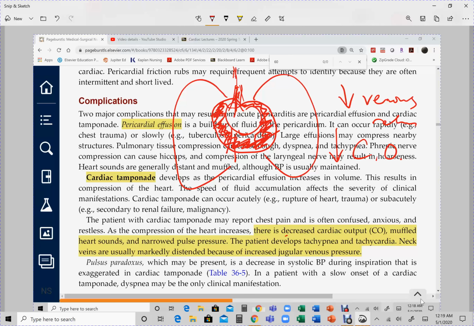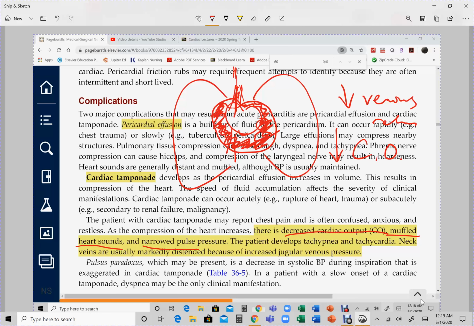So we said there's decreased cardiac output. The heart sounds will feel muffled, or they sound very far distant, because when you put your stethoscope here, you are listening to a heart which is drowning in fluid. So instead of listening directly to the heart, you're listening over the fluid. So the sounds will be muffled.